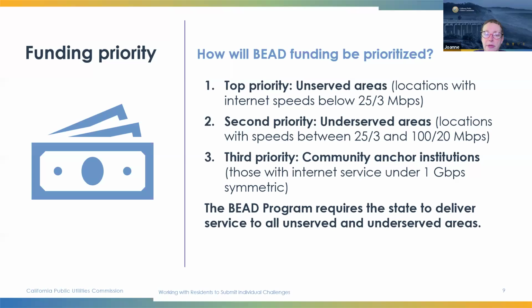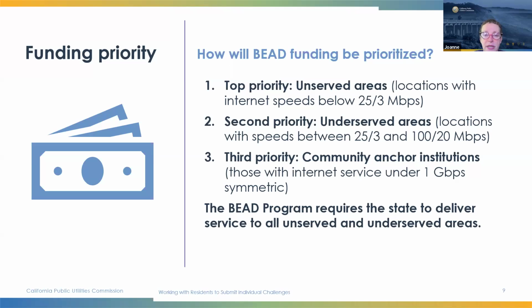There are three primary priorities for BEAD funding as established by Congress, and they're listed here in order. The first, of course, is unserved areas, which are defined in the statute as locations with internet speeds that are below 25 megabits in the downstream direction and 3 megabits in the upstream direction. The second priority is underserved areas or underserved locations, which are defined in the statute as those locations that have internet service of 25 by 3 or up, but below 100 megabits in the downstream direction, 20 in the upstream direction. So between 25 by 3 and 100 by 20 is underserved. Below 25 by 3 is unserved.